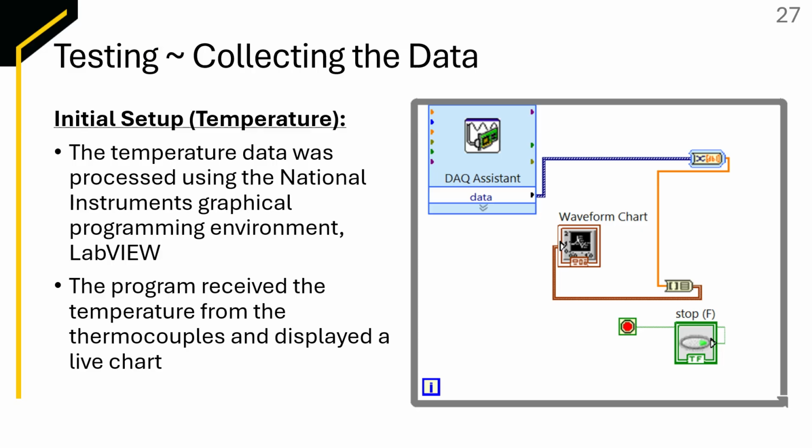The thermocouple data was processed using National Instruments' graphical programming environment known as LabVIEW. The dynamic data was taken from the DAQ Assistant and converted into an array, which was subsequently converted into a cluster of data, which is readable by the waveform chart. The waveform chart displayed live temperature readings of the 4 thermocouples.